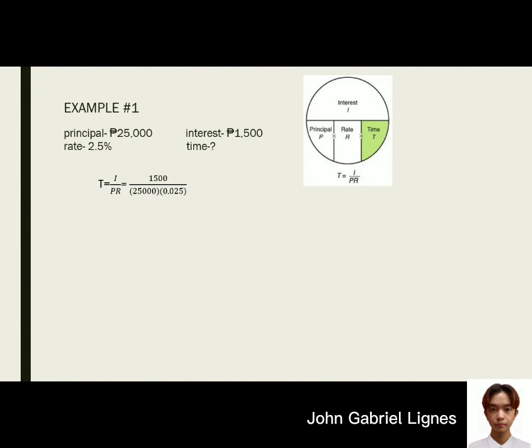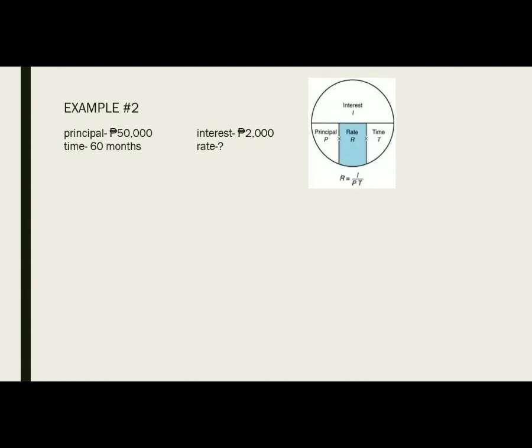Since we know now the formula, all that's left is plugging and solving the digits accordingly. With the interest at 1,500, the principal at 25,000 and the rate being 0.025. 25,000 multiplied by 0.025 is 625. 1,500 divided by 625 is 2.4. That is why the allotted time for paying the loan is 2.4 years.